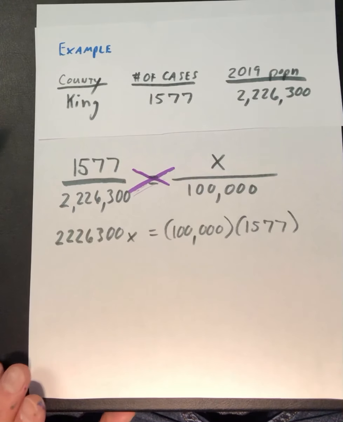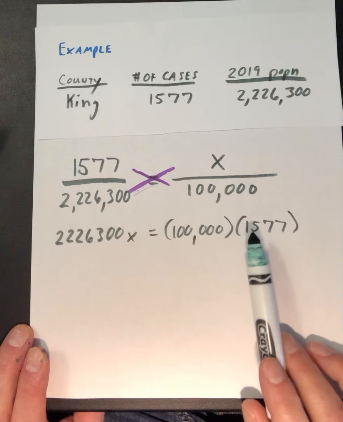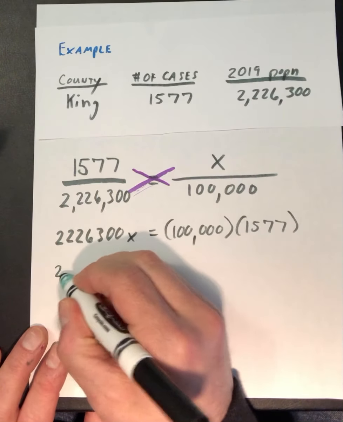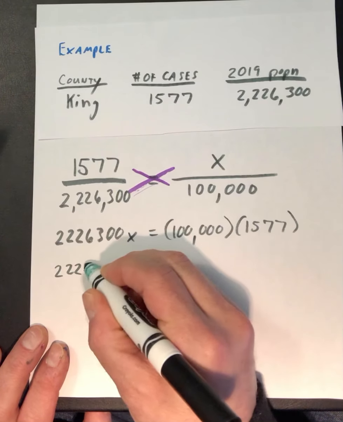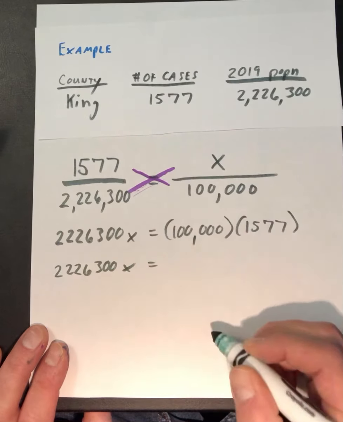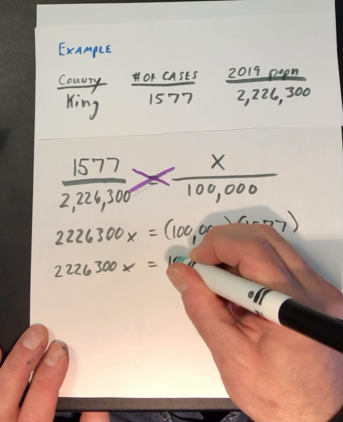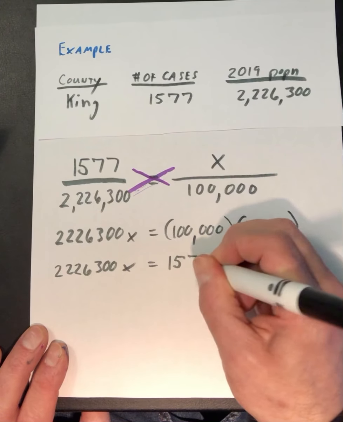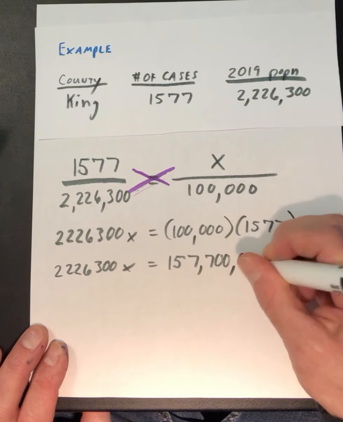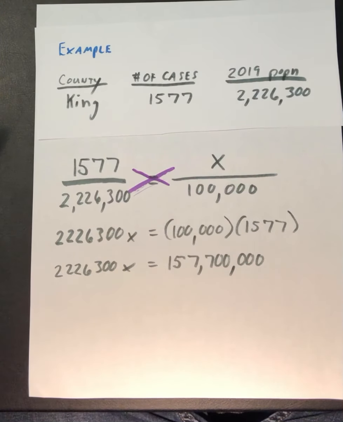Next step in terms of order is I'm going to multiply these two together. So I'm going to rewrite this. It's 157,700,000. I did not do this in my head, by the way. Big, big, big, big number.